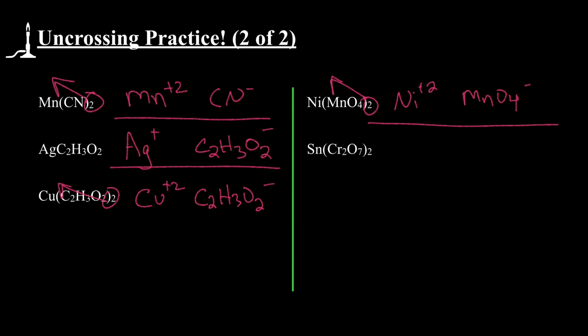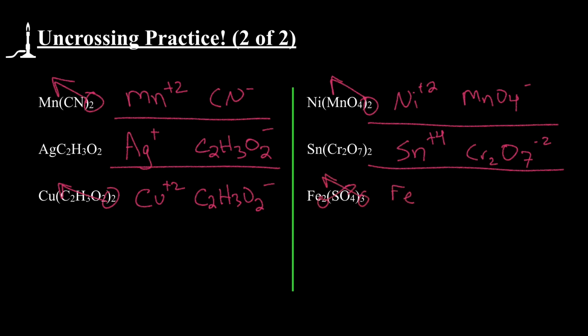Sn(Cr2O7)2. Let's first separate them, so Sn, and then write Cr2O7. Well, we know that polyatomic has a -2 charge, so that means the tin had to have a +4 charge, and it was simplified. Don't let that catch you. Fe2(SO4)3. Uncross them, so we'd have Fe +3, and that -2 for the SO4, so that 2 between the Fe and the parentheses on the polyatomic came from that SO4. All right, that's it. That's how we uncross ionic formulas.